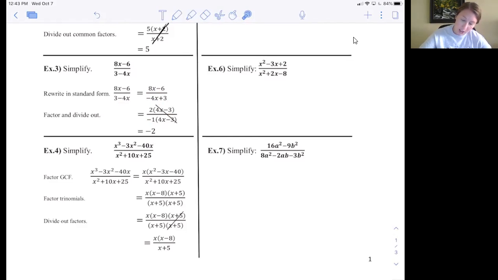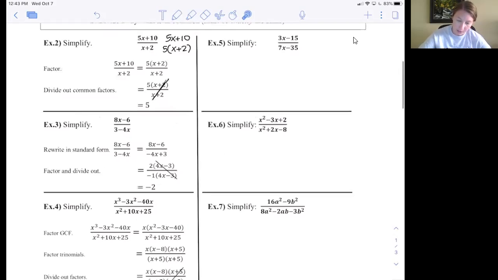And then they took a negative 1 out because that x value has a negative, which we don't love. So they just took a negative 1 out, which means inside, you're just going to change those signs. So then you do that and you see that you have a 4x minus 3 on top, 4x minus 3 on bottom. So those cancel out and you're left with negative 2. I'll let you look over example 4 on your own.